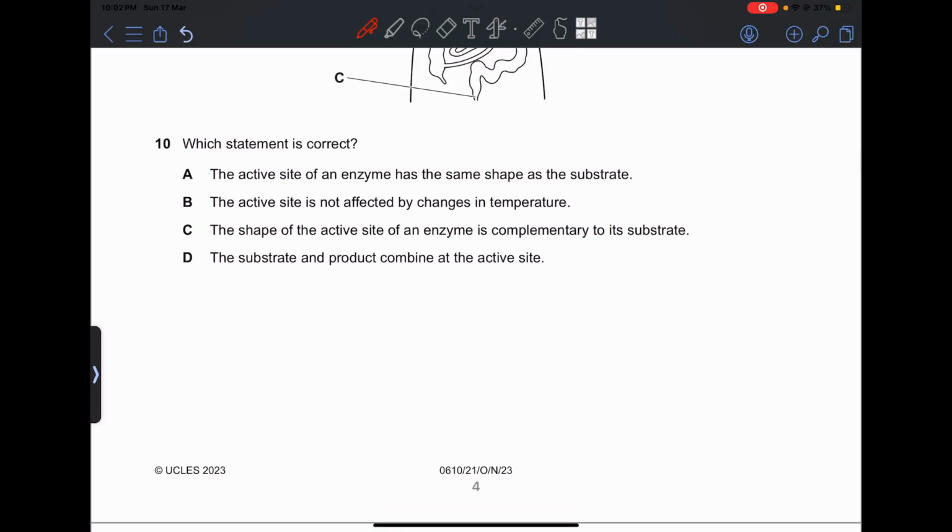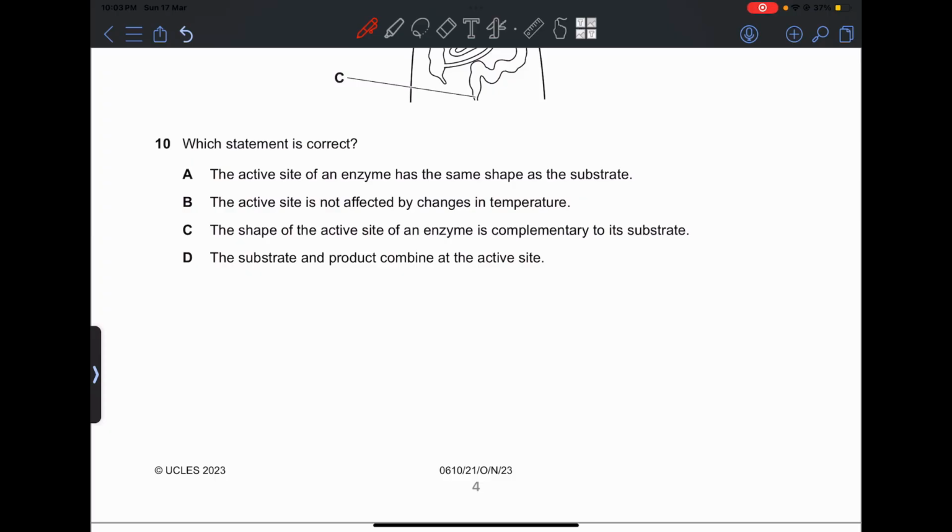letter B says the active site is not affected by changes in the temperature. Of course, this is incorrect, because it is affected by changes in temperature. It can be denatured, or it can have low amounts of kinetic energy. If there is a low temperature, then of course there will not be proper binding.